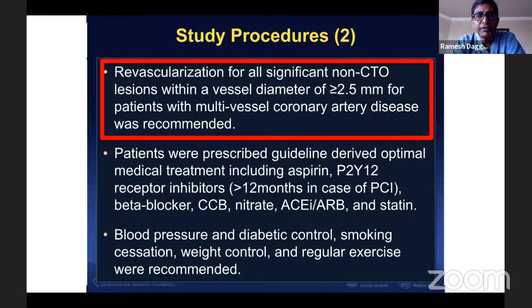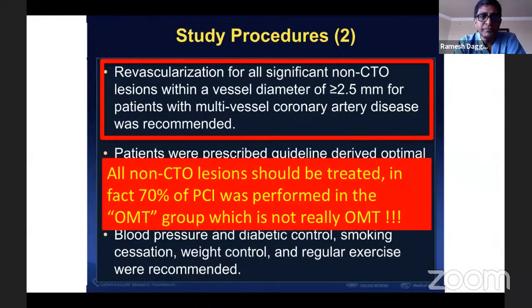So patients were given excellent medical therapy, including aspirin, P2Y12 receptor inhibitors for more than 12 months in case of a PCI, beta blockers, calcium channel blockers, nitrates, ACE inhibitors or ARBs, and statins. Blood pressure and diabetic control, smoking cessation, weight control, and regular exercise were recommended. All non-CTO lesions should be treated.